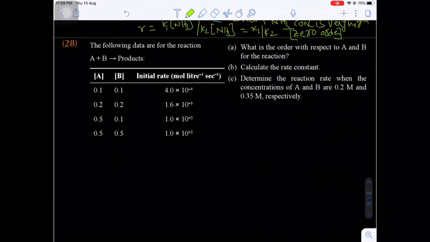Come to question number 28. In this question number 28, the information given is the concentration of A and B and the initial rate. Now we have to find three things. The first question: what is the order of reaction with respect to A and B? Then calculate the rate constant and determine the rate of reaction when the concentration of A and B becomes 0.2 molar and 0.35 molar.